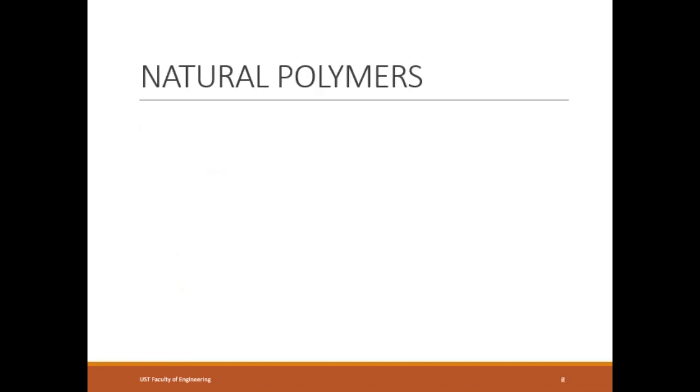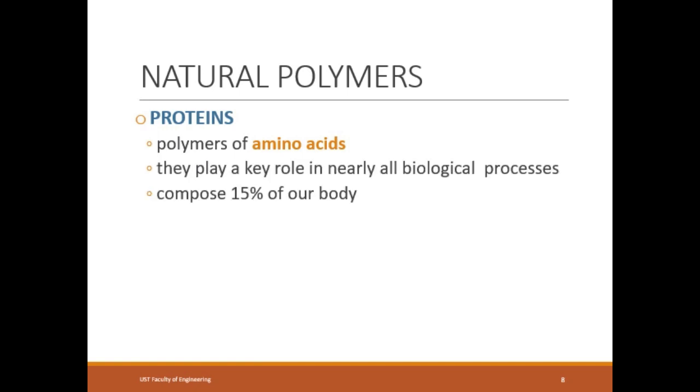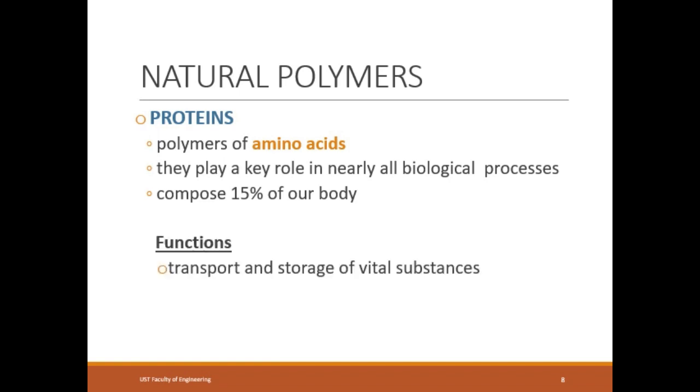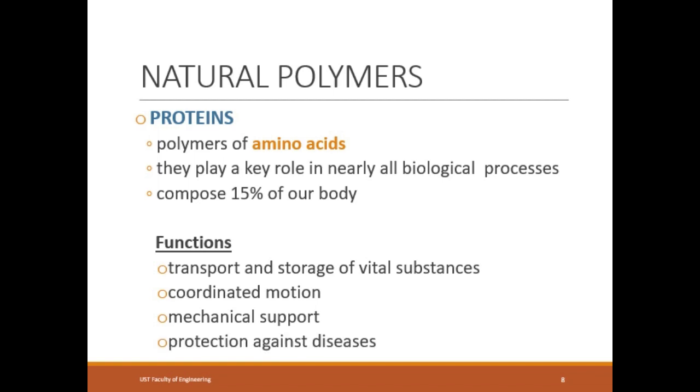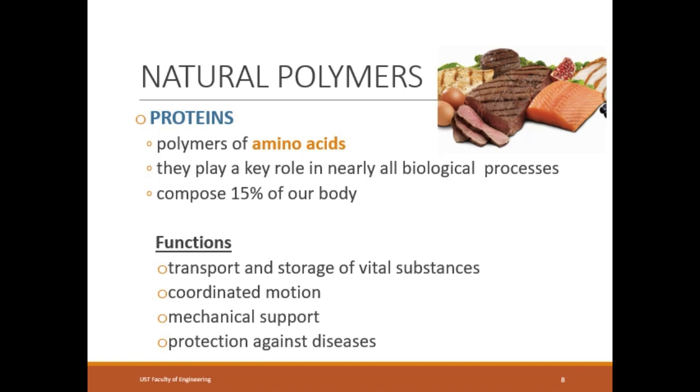Now this time, we will start to enumerate different natural polymers and describe their composition. Generally, there are four natural polymers, and among them are the proteins. Proteins are polymers of amino acids. They play a key role in nearly all biological processes. Proteins also facilitate a wide range of functions, such as transport and storage of vital substances, coordinated motion, mechanical support, and protection against diseases. Major sources of proteins are meat, poultry, fish, eggs, dairy, beans, and nuts.